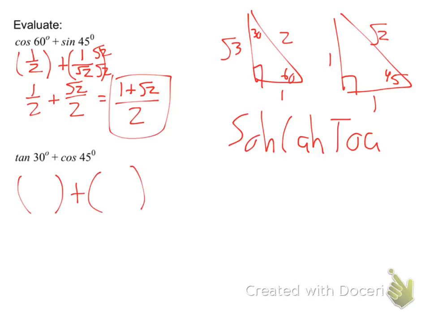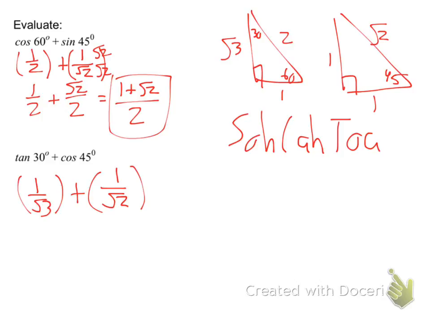Something plus something. Tangent of 30. Tangent is opposite over adjacent. Here's 30. Opposite over adjacent is 1 over square root of 3. We'll fix that in a second because we don't like the square root. And cosine of 45. Cosine is adjacent again over hypotenuse, so 1 over square root of 2. Oh, hey, do we remember that sine and cosine of 45 are the same because our sides, which are opposite and adjacent, are both 1s?